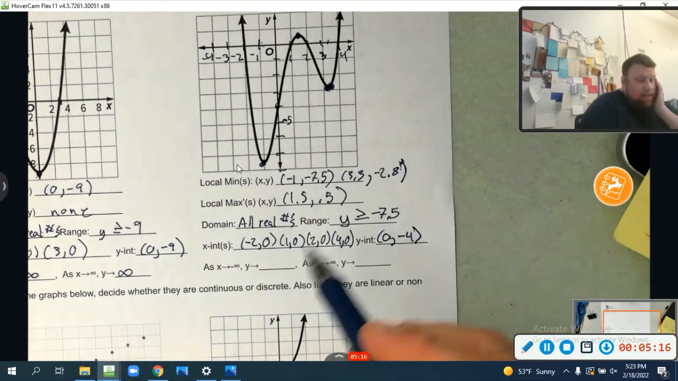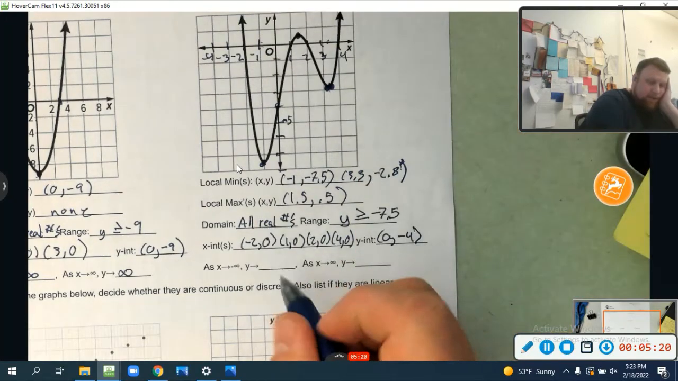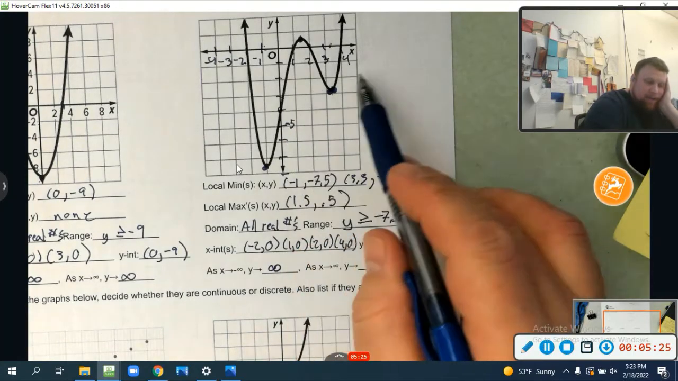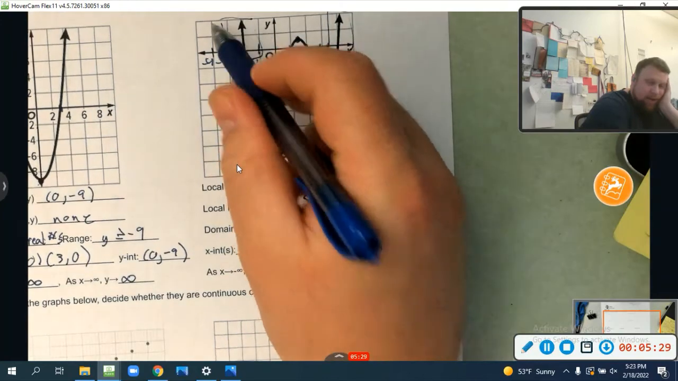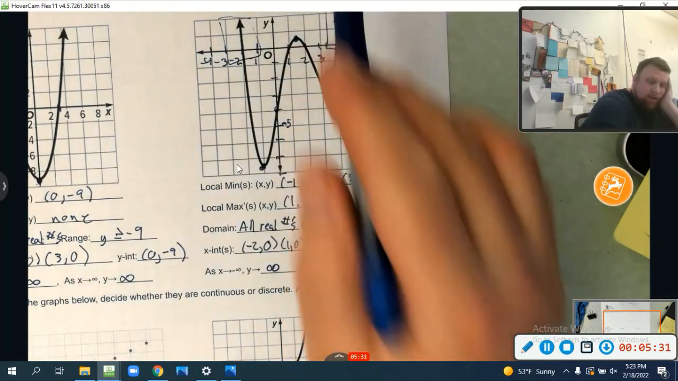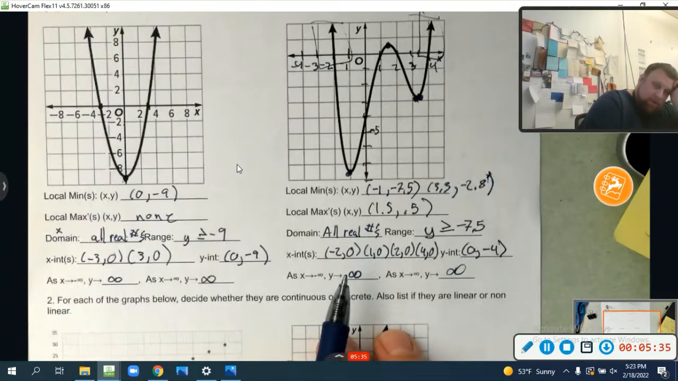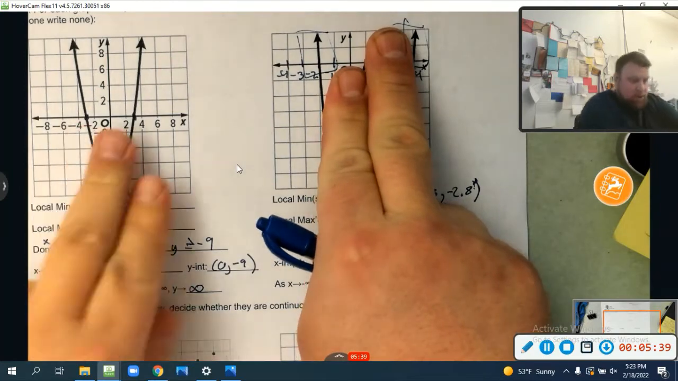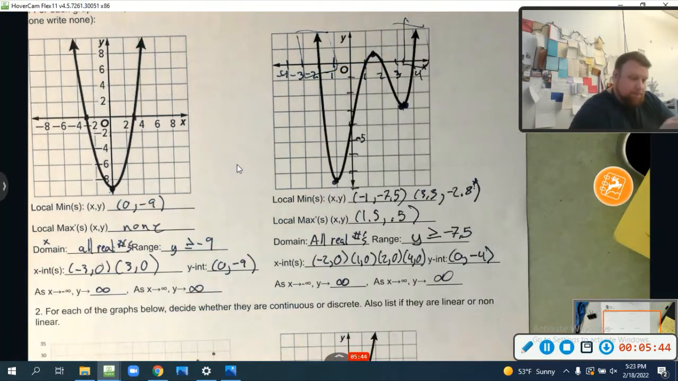And last but not least, as x approaches negative infinity, this is still going up. So y is approaching positive infinity. And as x approaches positive infinity at the end here, what's happening? We see it still going up to positive infinity. So the end behavior was identical between the two, right? Because again, we ignore what's happening in the middle. We just look at the left and right side, and we can even see when we cover it up, it looks similar.